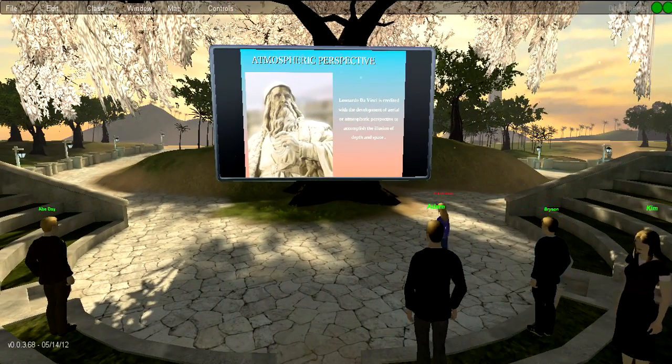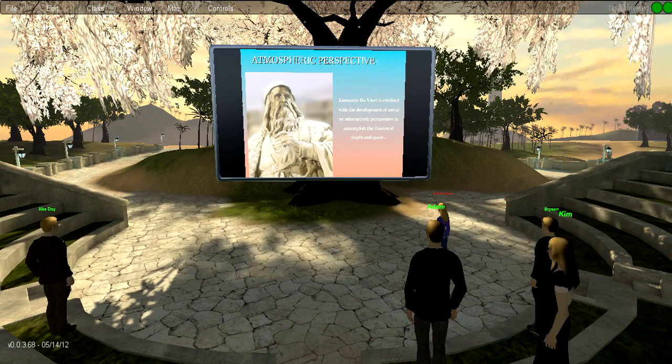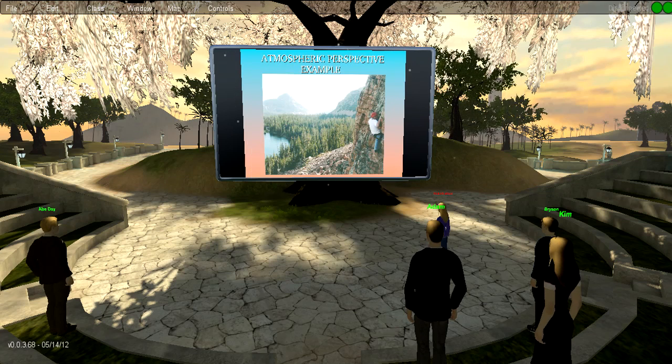So, as you can see from our slide, it was Leonardo da Vinci that is credited with the development of aerial or atmospheric perspective to accomplish the illusion of depth and space. So as we're looking at the mountains at the front, and as we're looking at the mountain at the very far back, what do we see that's different? Bryson, what do you see?